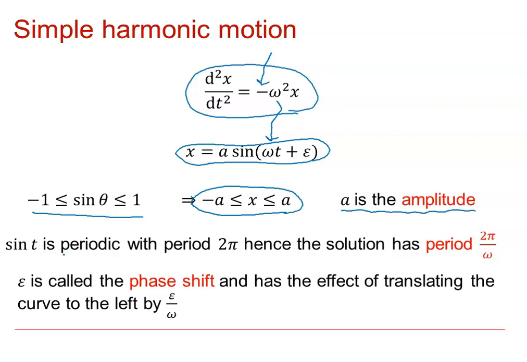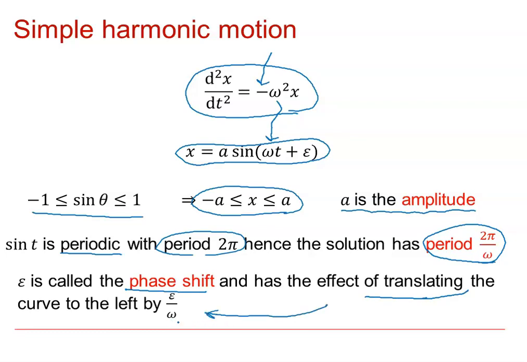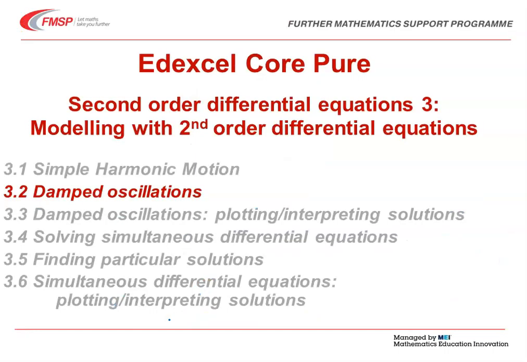If we just had a simple sine t graph, then that would have a period of 2 pi, and therefore this graph, which has a sine omega t plus epsilon, would have a period of 2 pi over omega. And the phase shift is the translation effect that you get for your trigonometric graph, and you can find the phase shift by doing epsilon over omega, and if it's positive it will move to the left. In the next video we're going to be looking at damped oscillations.